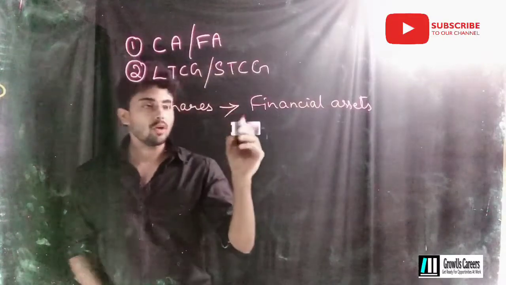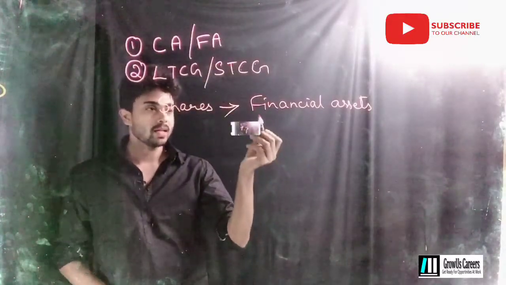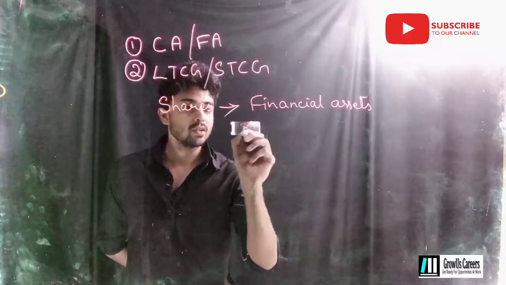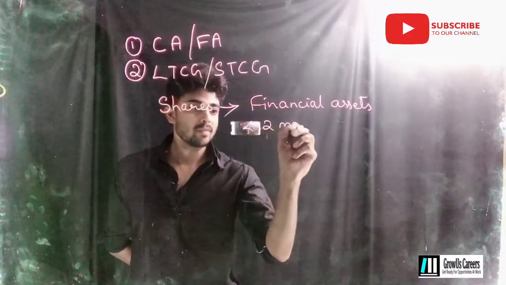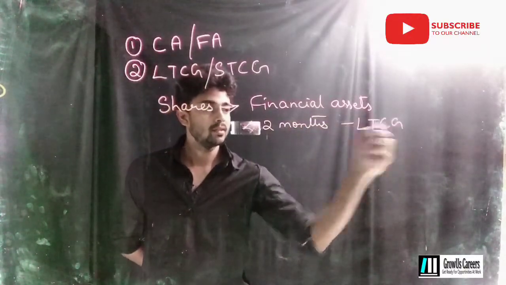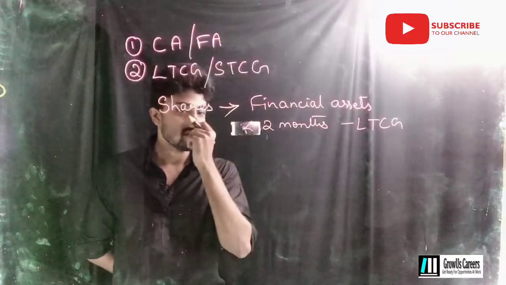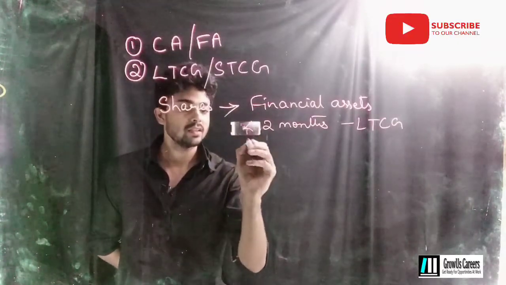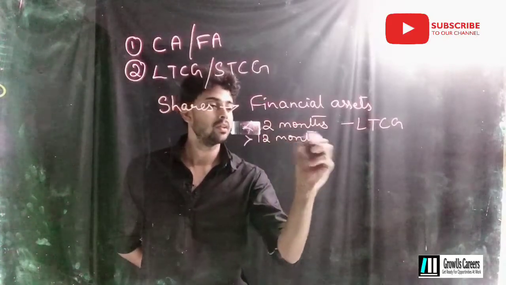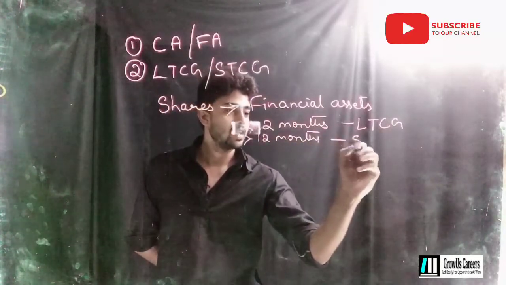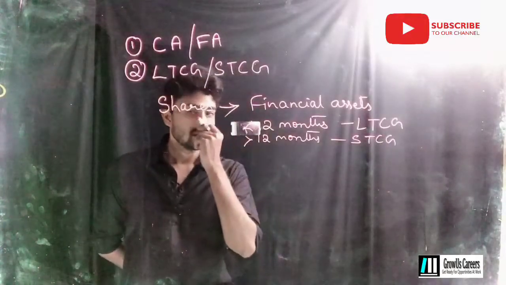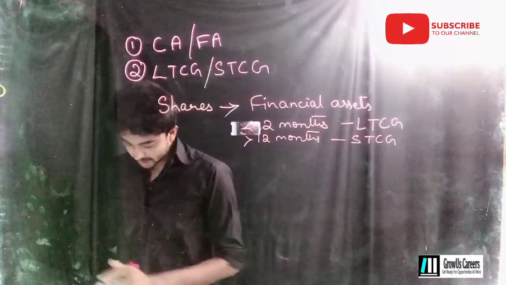Now the condition for long-term and short-term capital gain for financial assets is: any financial asset held by the assessee for more than 12 months is a long-term capital gain. And if the assessee holds a financial asset for less than 12 months, it is considered a short-term capital gain. Okay, so now let's see.